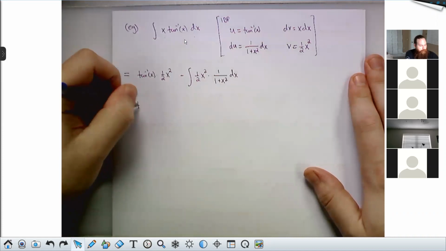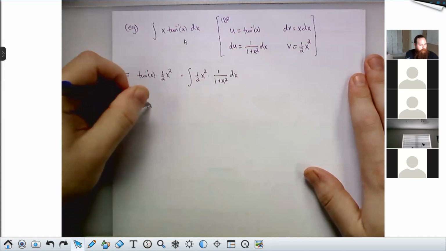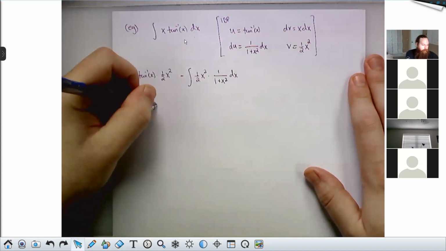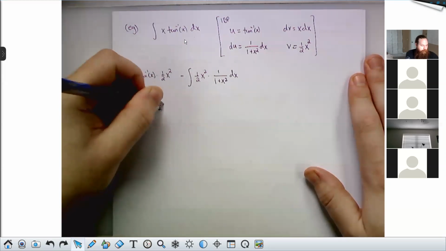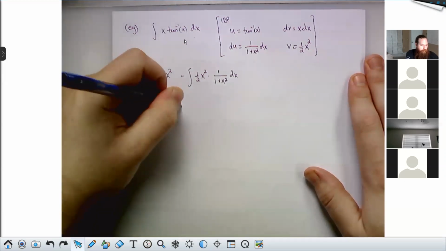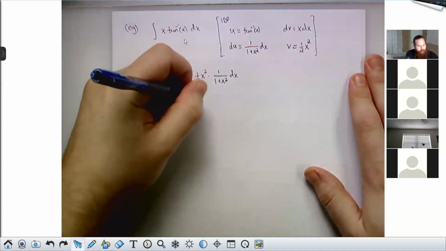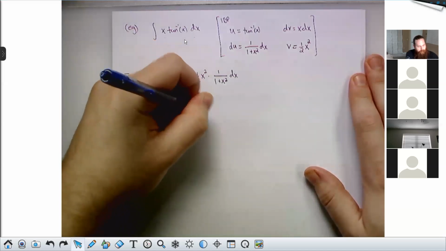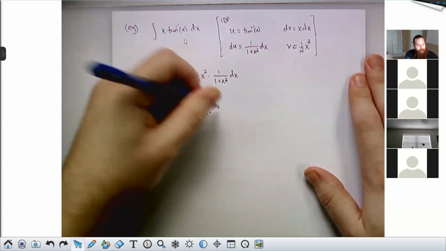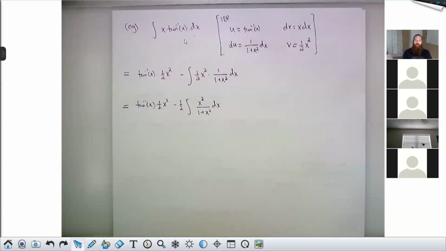I can pop the 1/2 out, so now I look at the resulting integral and I solve it however I can. This is the same as x squared over 1 plus x squared dx. Does anybody know how to solve this integral? So this is the result from IBP.